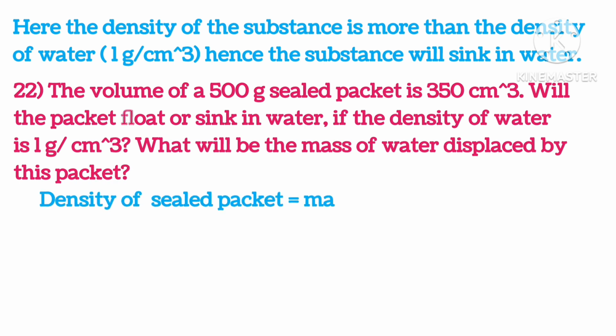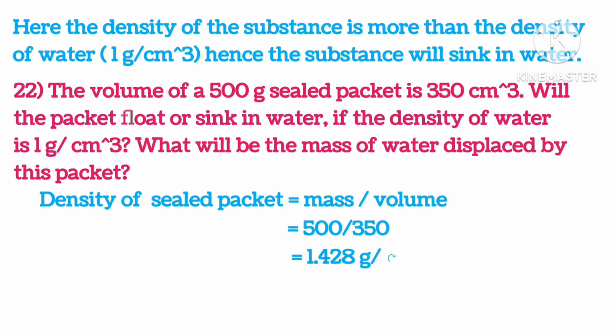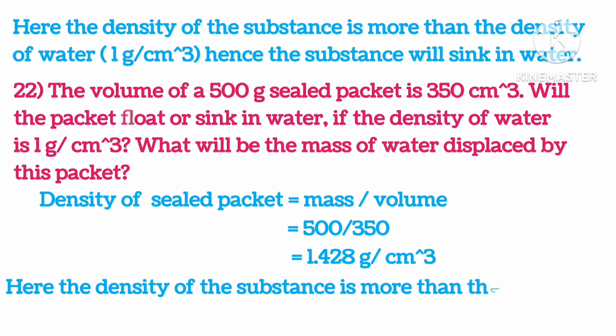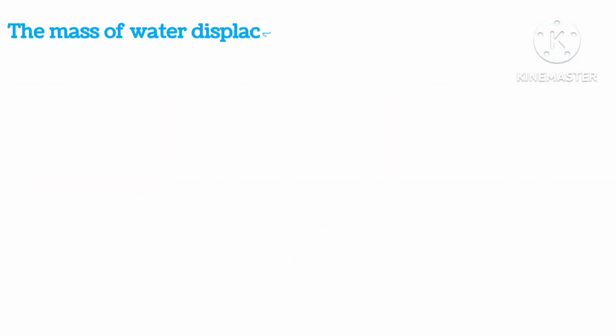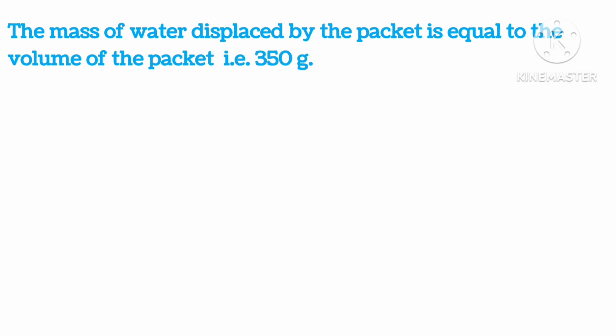So the density of the seal package is mass upon volume, that is 500 upon 350, which is equal to 1.428 gram per centimeter cube. Here the density of the substance is more than that of water, which is 1 gram per centimeter cube, so it will sink in water. The mass of the water displaced by the packet is equal to the volume of the packet, which is 350 grams.